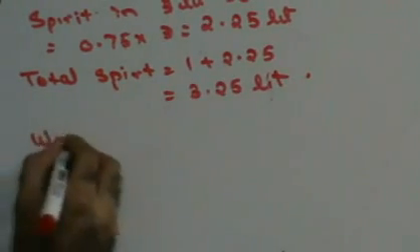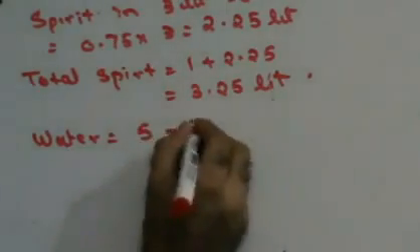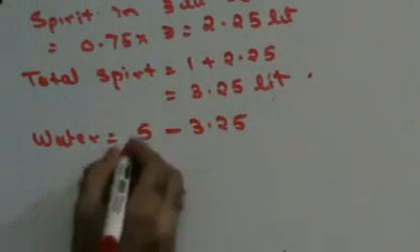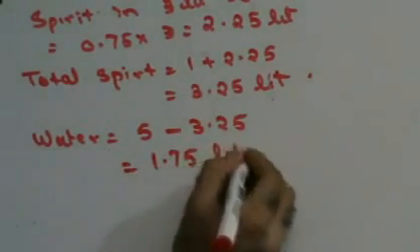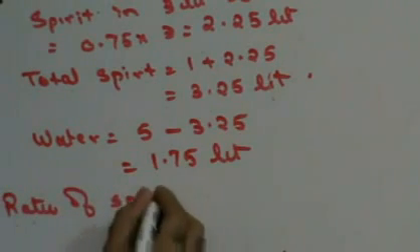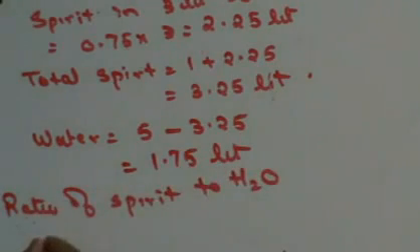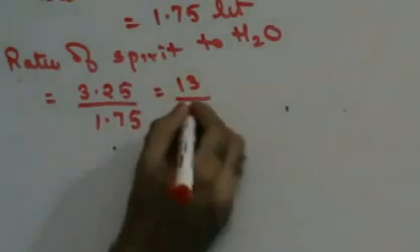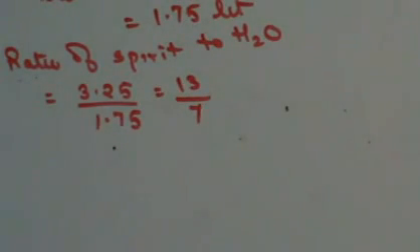Now, the total solution is 5 liters. So how much water is going to be present? Water is the total solution minus spirit. I have 5 liters of solution, out of which 3.25 liters is spirit. That means 1.75 liters is going to be water. They have asked you to find out the ratio of spirit to water. Therefore, I can say ratio of spirit to water, spirit is 3.25 upon 1.75. Right? When you divide this, it is going to be 13:7. So the ratio of spirit to water is going to be 13:7. Next, take on the next one, please.